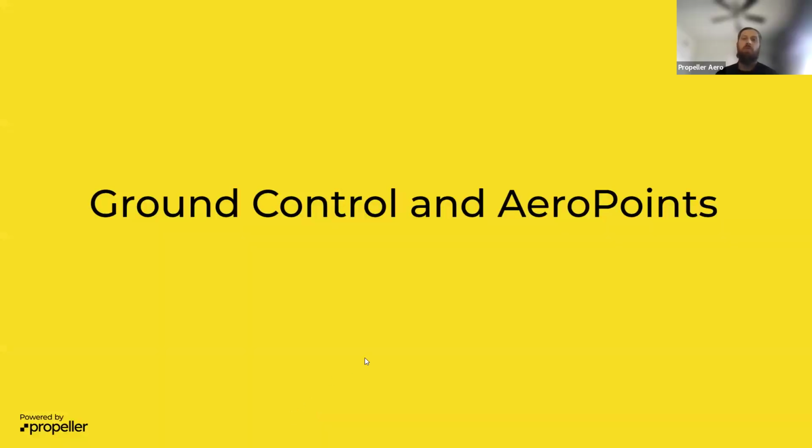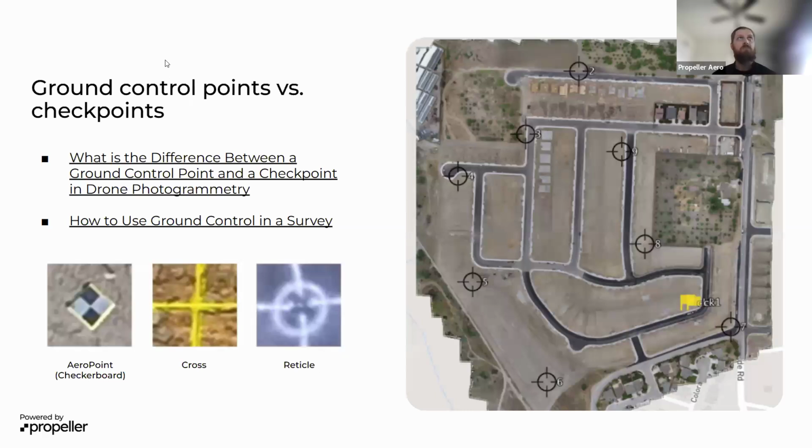So ground control and AeroPoints. So ground control points versus checkpoints. This is an important distinction that we like to make. So a ground control point is going to be contributing to the construction of the model. A checkpoint is going to be a coordinate taken on the surface of your project, and that coordinate will get uploaded as a CSV file when you upload your drone survey and AeroPoint data. And that is just going to check against what the model construction has come back with to what you collected out in the field with a rover, for instance.